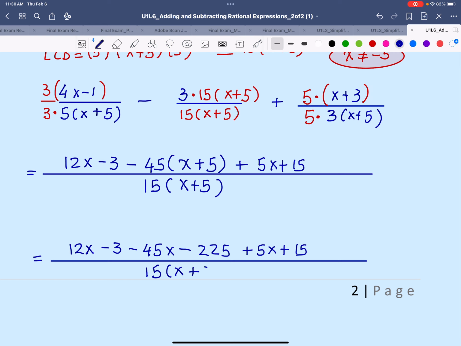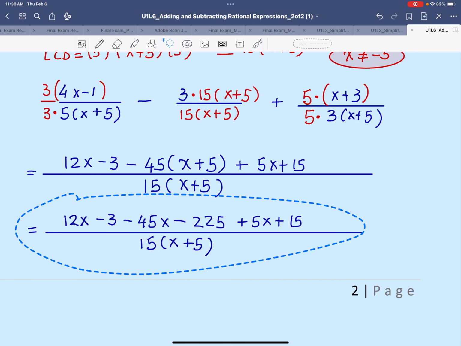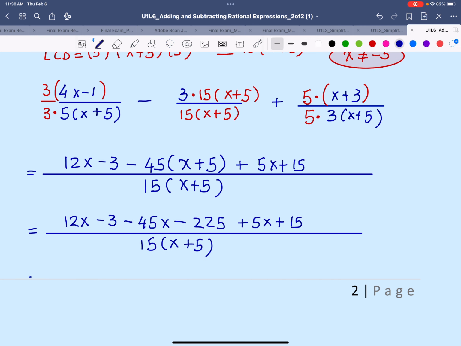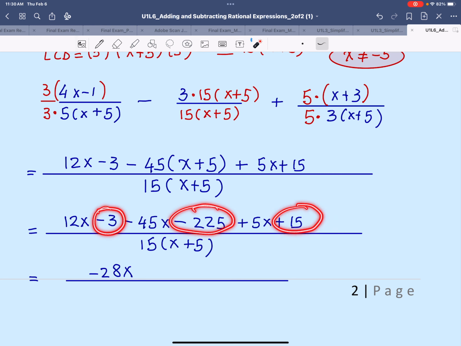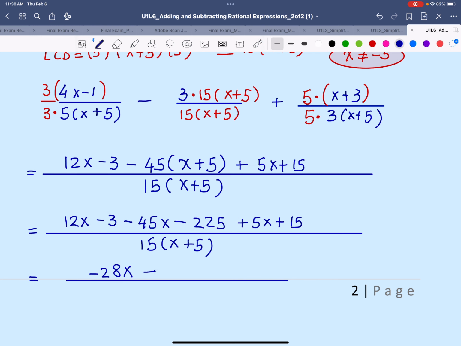Never expand the denominator, because we want to wait and check to see if we have any common factors with the numerator. And to simplify, we need to have the expressions in factored form. So we're going to simplify all the x terms, bringing them all together. 12 minus 45 plus 5, that would be 17 minus 45, or negative 28x. And then we're going to have negative 3, negative 225 plus 15. That will add to negative 213. And that would be over 15, and then x plus 5.